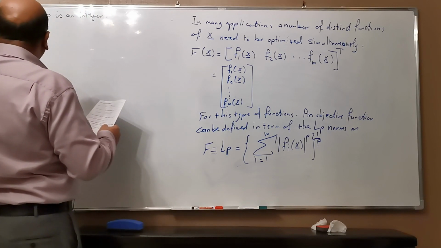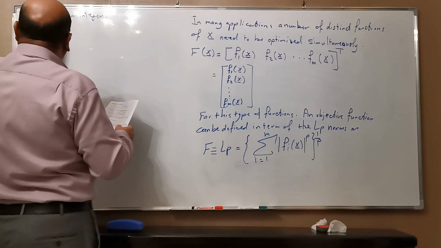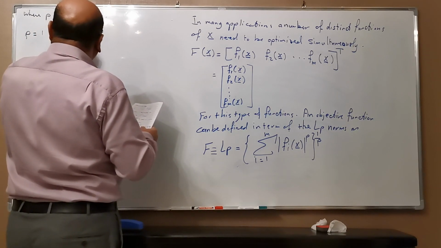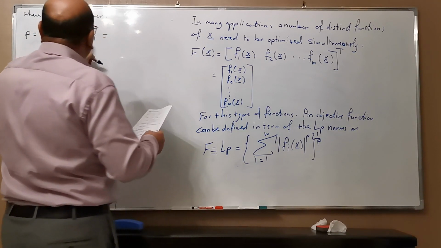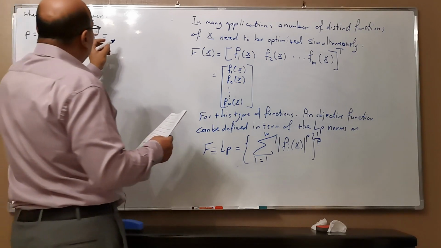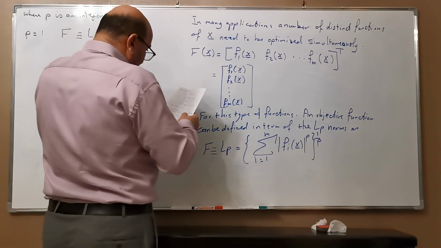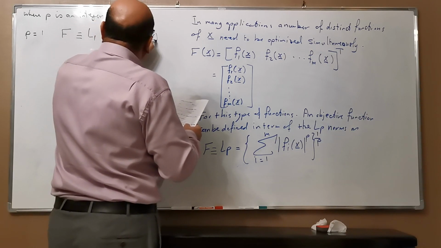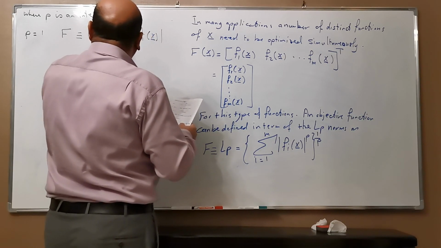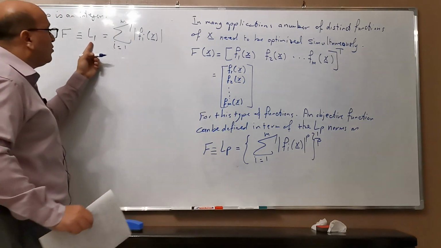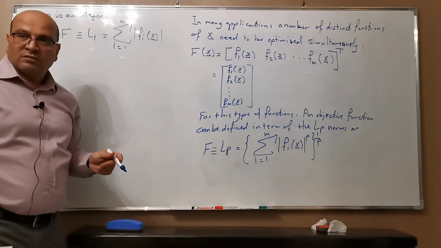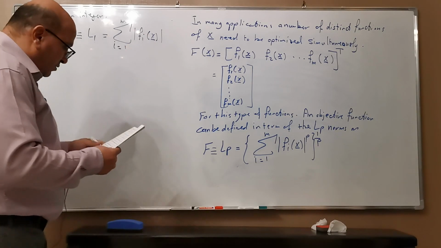For p equals 1, then f is actually equal to L1. So this is the L1 norm, which is equal to the summation of the absolute values from i equals 1 to m. So the L1 norm is the sum of the absolute values.